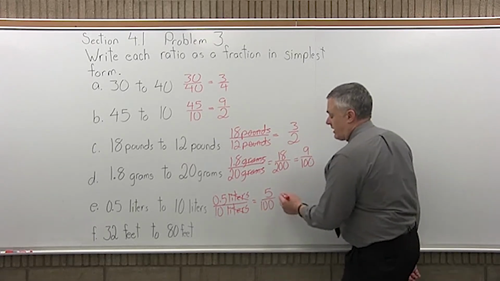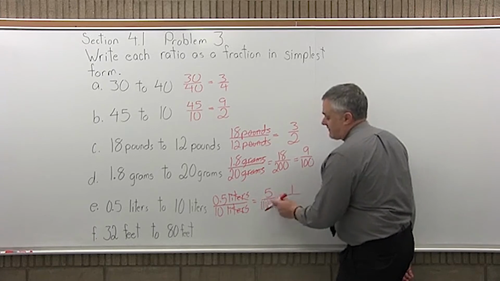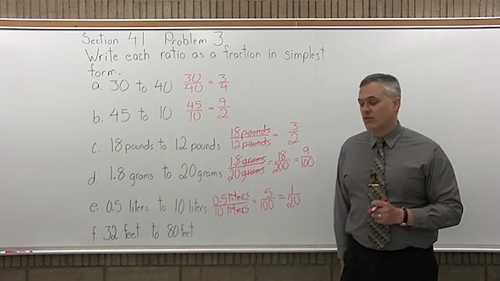Now, 5 over 100 will reduce. 5 divides into 5 once. 5 divides into 100 20 times. So 1 over 20 is the simplest form.